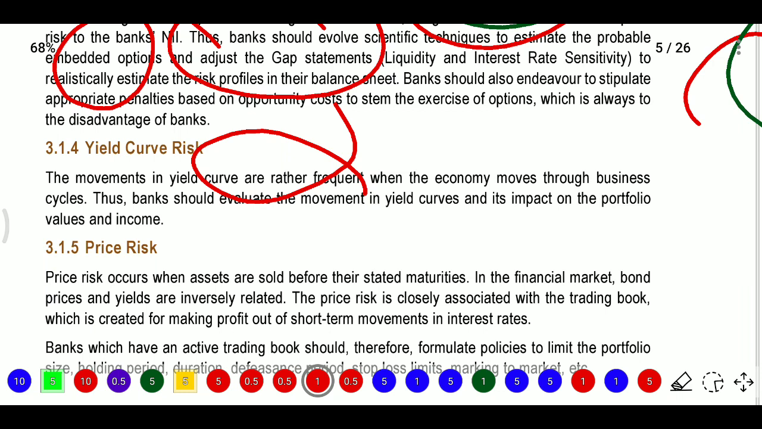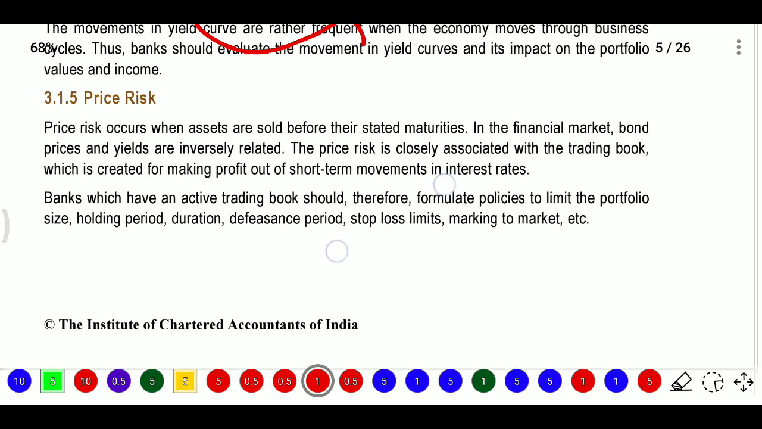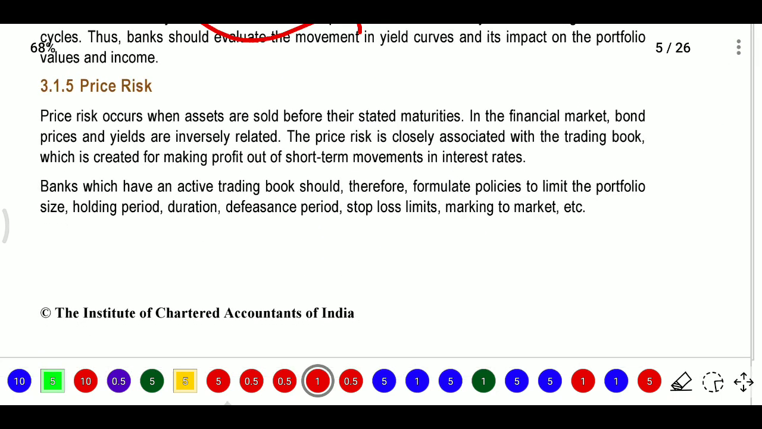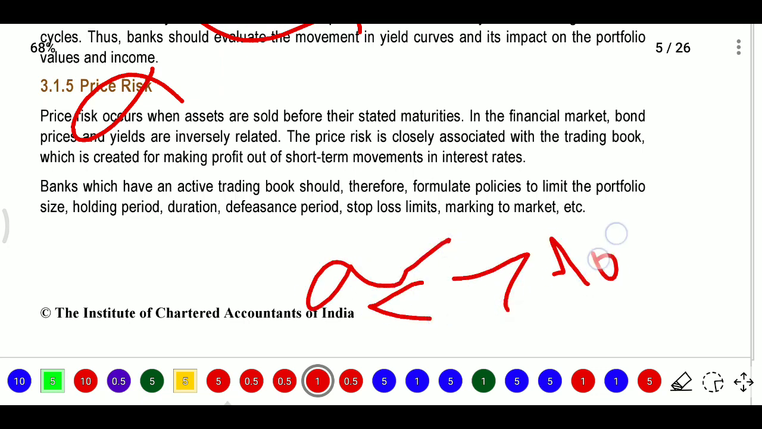The bank should evaluate the momentum of the yield curve, and sometimes the yield curve will be inverted, so it will impact the portfolio values and incomes of the company also. Next, another risk is price risk. Here price risk occurs when assets are sold before the stated maturity. For example, you have one asset with a maturity of 10 years, but the company sells it before 5 years only or before 6 years only, but at low prices.